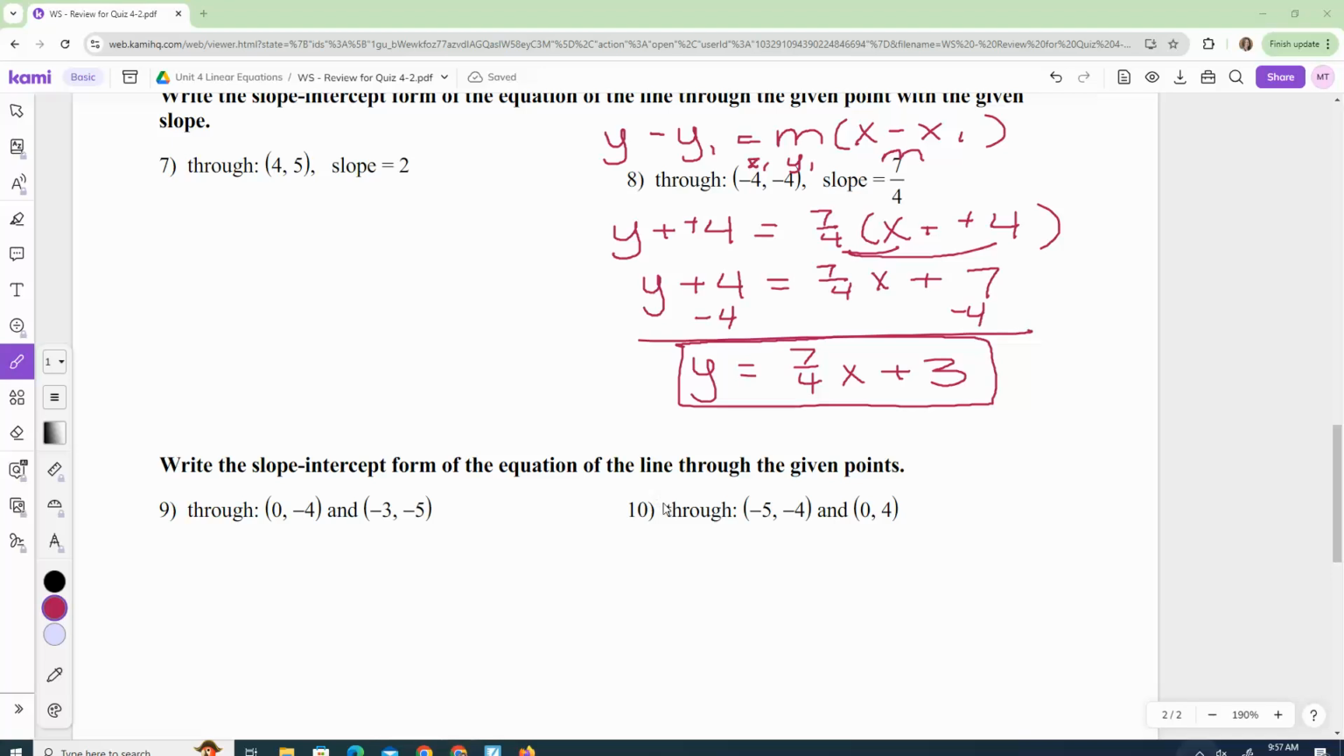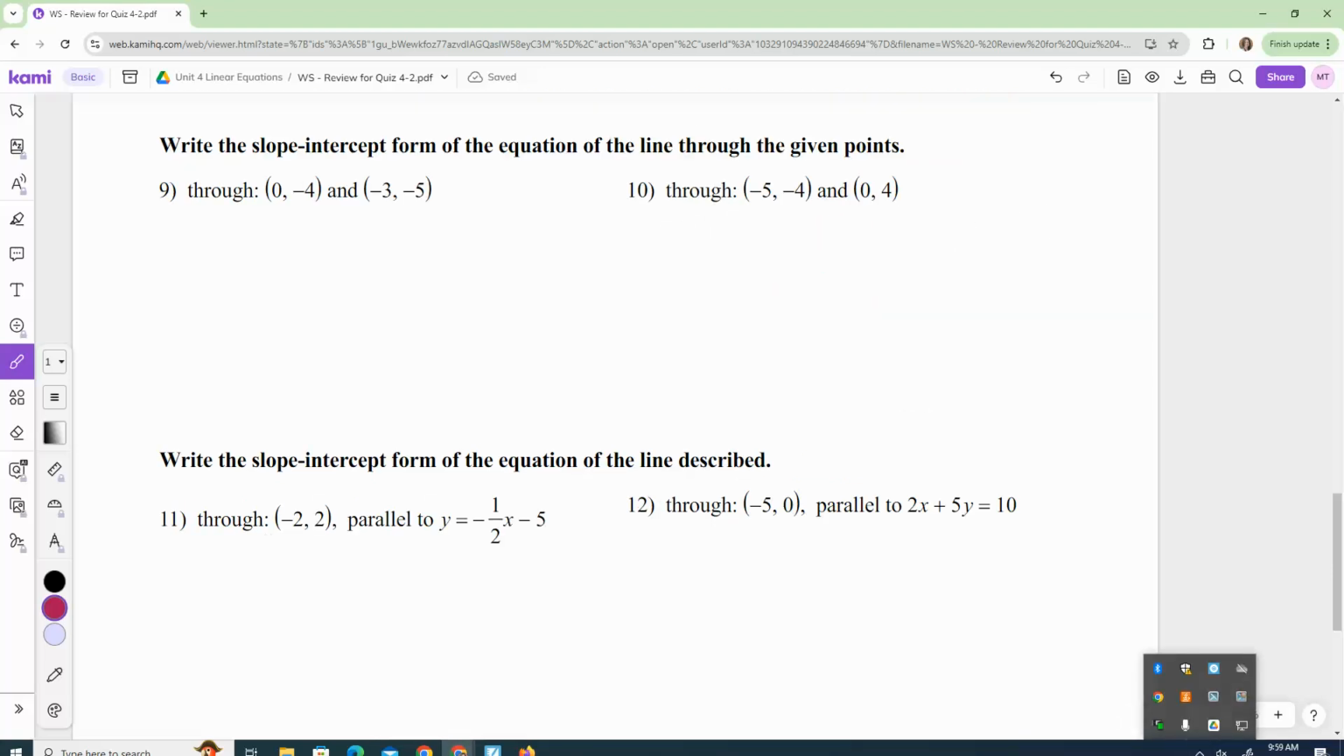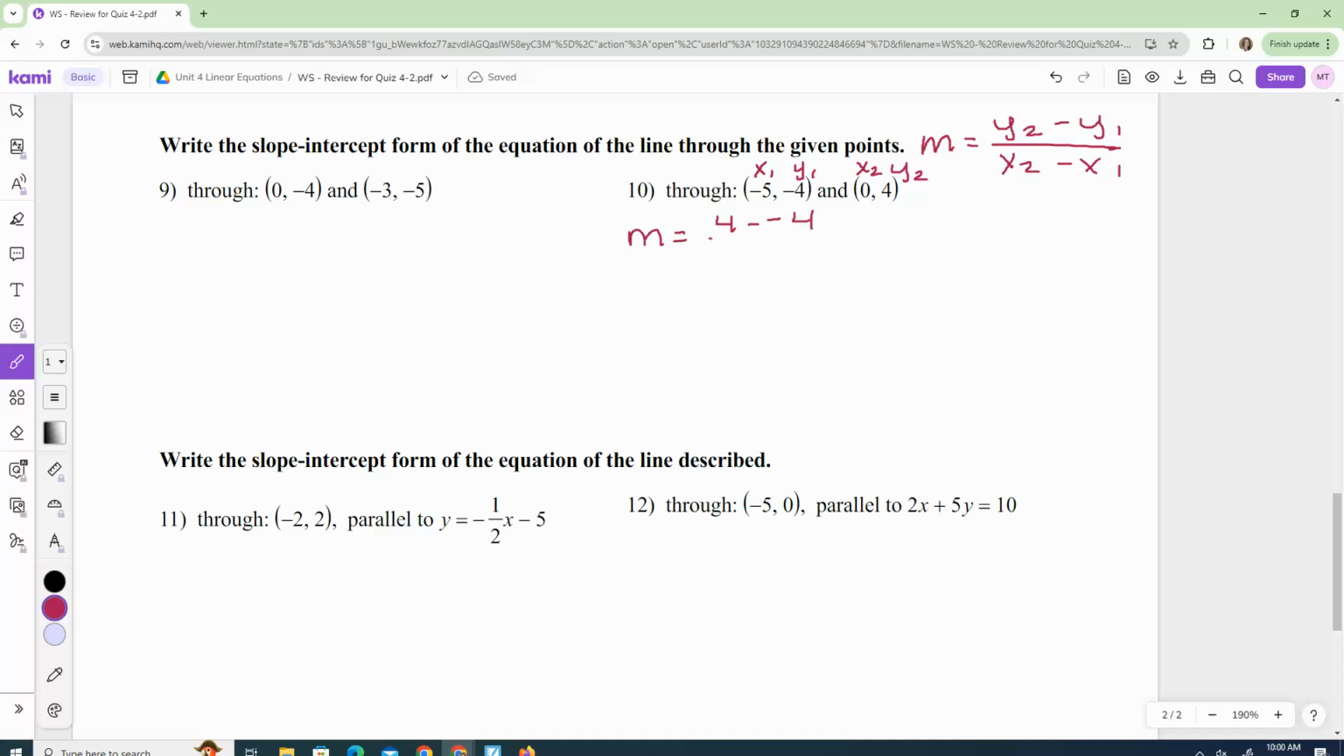You have 2 points. So similar to the previous question, but we have a little extra here because I didn't give you the slope. So we have to find it, and that's where the slope formula that we've already written down comes into play. Slope is y2 minus y1 over x2 minus x1. So this is my x1, y1, x2, y2. So 4 minus negative 4 over 0 minus negative 5.